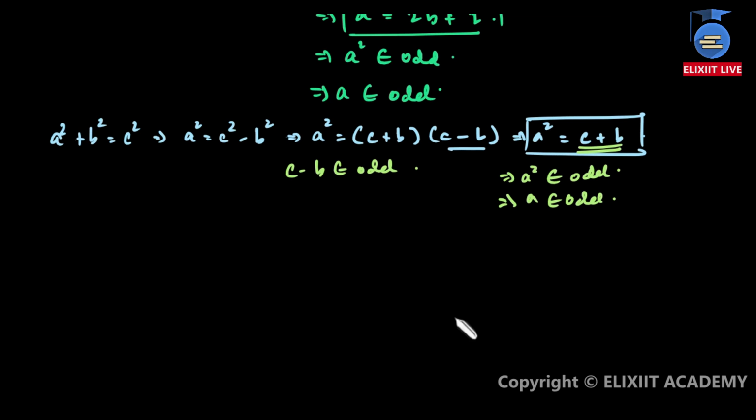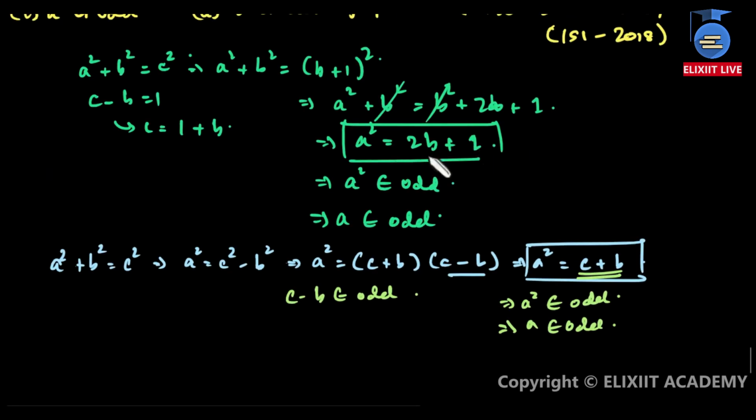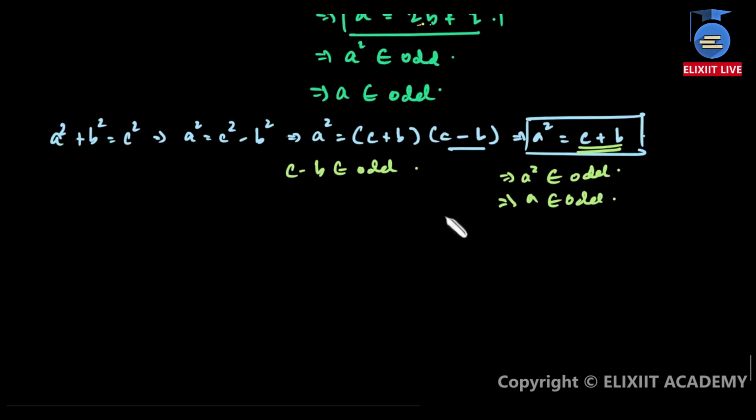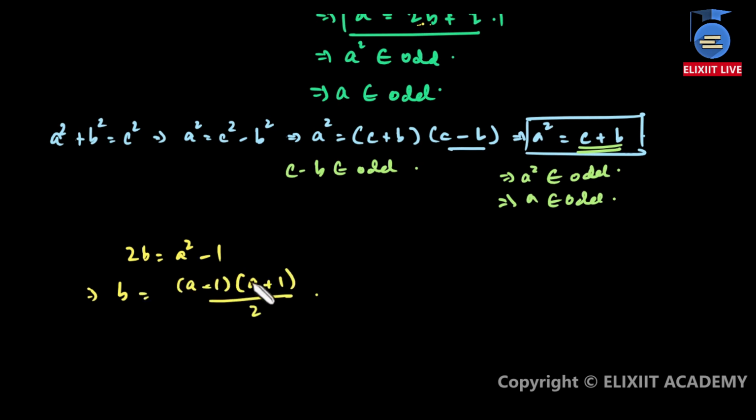So what we can do from here is find B. A square is 2B plus 1. We have simplified this thing. A square is 2B plus 1, which means that 2B is nothing but A square minus 1, which means that B is (A minus 1) into (A plus 1) divided by 2. We can write it in this manner. Basically (A square minus 1) by 2, so we are breaking this into (A minus 1) into (A plus 1) by 2. Clear?